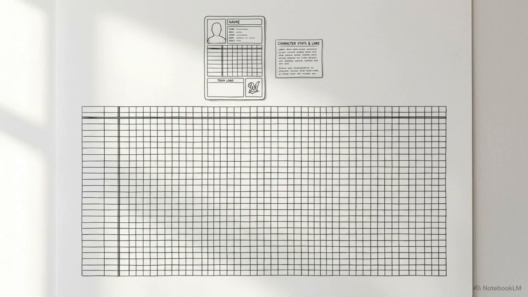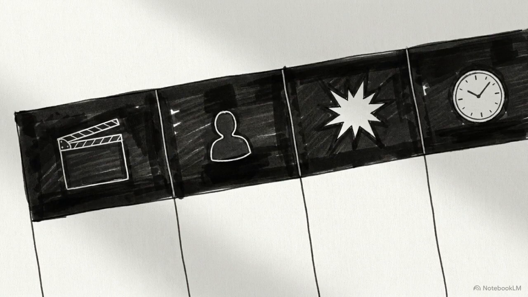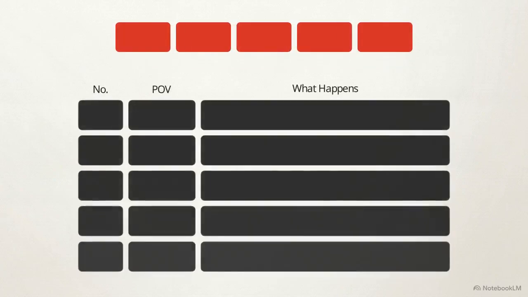Step 4 is the scene blueprint. Open your spreadsheet application to merge your plot paragraph and character cards into a linear timeline. Set up your blank grid with these 4 column headers: scene number, point of view character, what happens, and page estimate. Break your 5-sentence paragraph down into distinct chronological scenes.